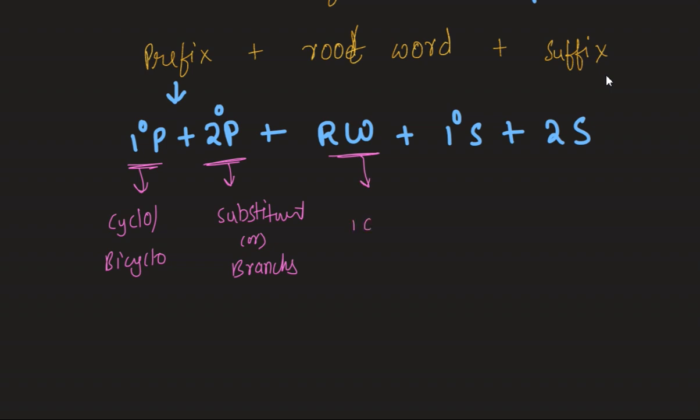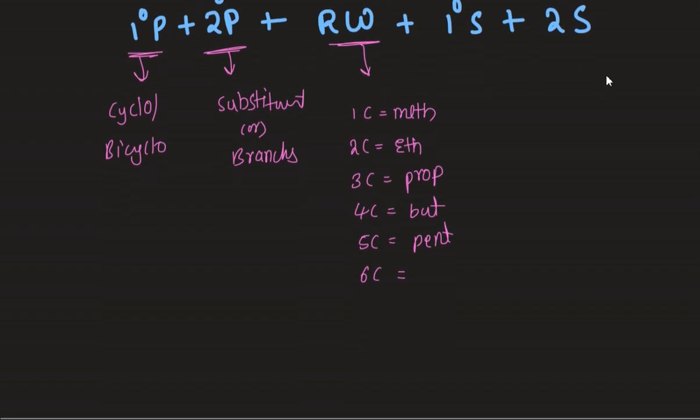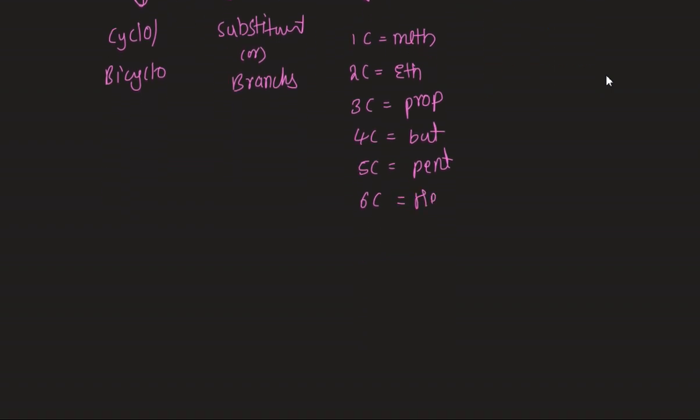Next, what is the meaning of root word here? Root word indicates the number of carbons in the parent chain. Everything belongs to the parent carbon chain. If the parent carbon chain is one carbon, the root word is meth; two carbons, eth; three carbons, prop; four carbons, but; five carbons, pent; six carbons, hex; like that you can remember. Seven carbons, hept; eight, oct; like that you can go on.